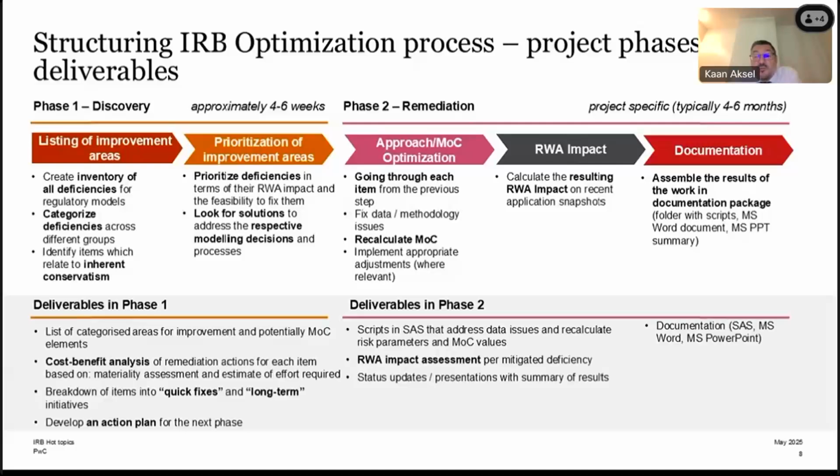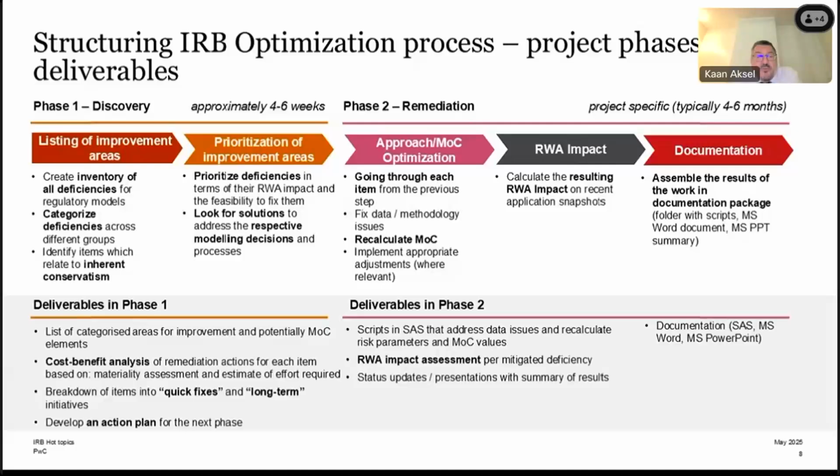And look for solutions. Respective modeling decisions might be taken under the loop, as well as improved processes might be taken under the assessment if and when this might lead to better data quality. Then we look to approaches for optimization. Recalculate MOC if it's related to MOC. Recalculate, fix the data and improve the methodologies and find out what the impact is going to be in terms of risk weights, assets. And then obviously we'll document that.